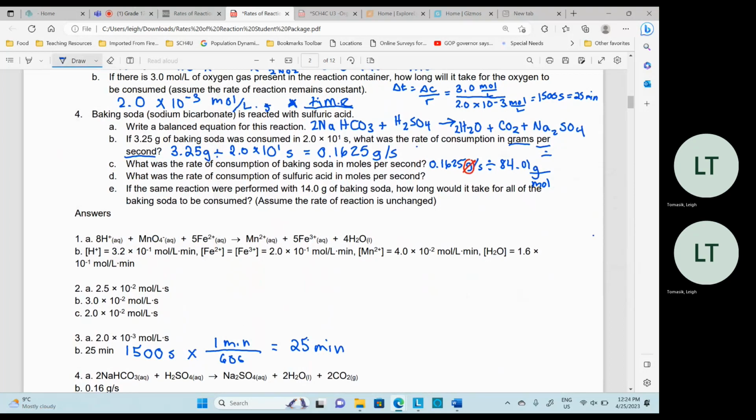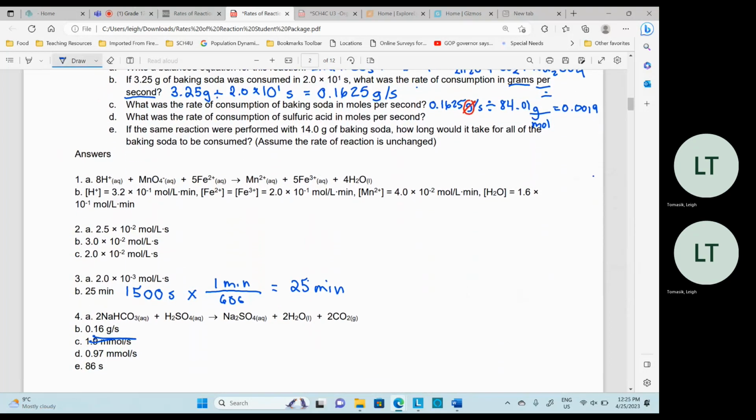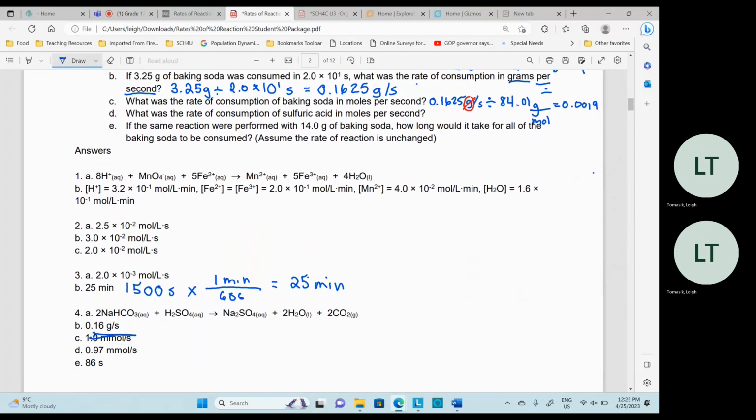So 0.1625 divided by 84.01. Let me try that again. 0.1625 divided by 84.01 gives us, there we go now, 0.0019 moles per second, right? And that's why they have 1.9 millimoles per second. That's still something stupid. So it's 0.0019 moles per second.